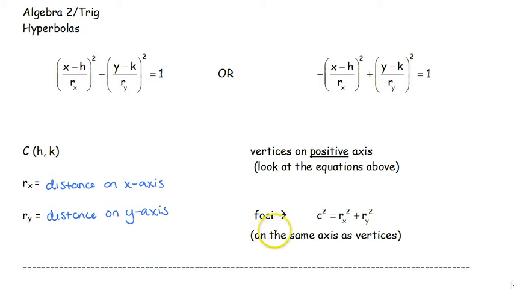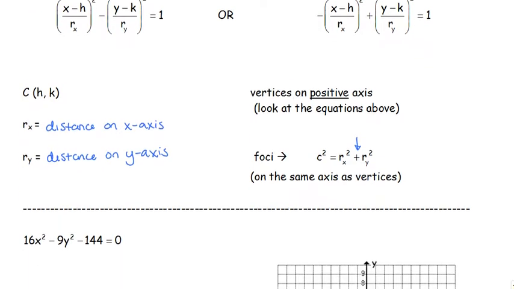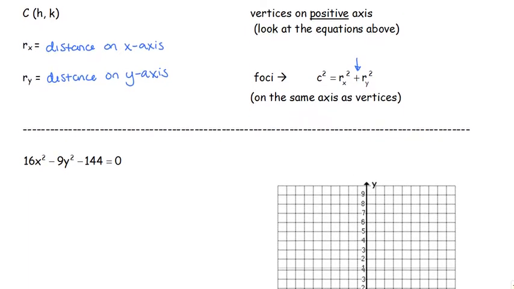The foci, we have c squared is equal to r of x squared plus r of y squared. Notice there's a slight difference. When we did the ellipse, you were subtracting. For hyperbolas, you are adding. That's a subtle little difference that if you don't pay attention, you're going to do the wrong thing given the ellipse or given the hyperbola. So pay attention to which kind of conic section you have and whether you should be adding or subtracting. Alright, so let's get started.